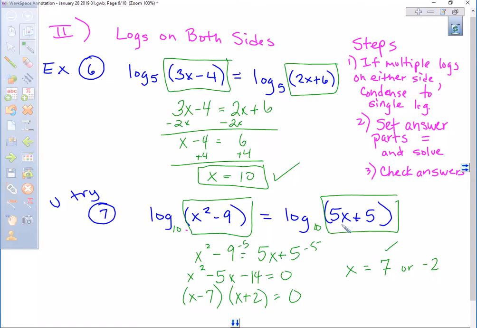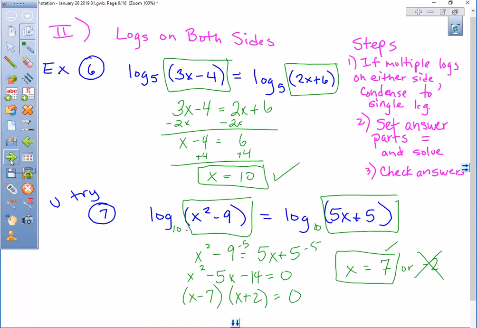I can verify it by plugging it in here. Here I get negative 10 plus 5 is negative 5. Can't do that one. That's an extraneous solution, guys. That negative 2 is a solution we found algebraically that is not a solution to our original problem.